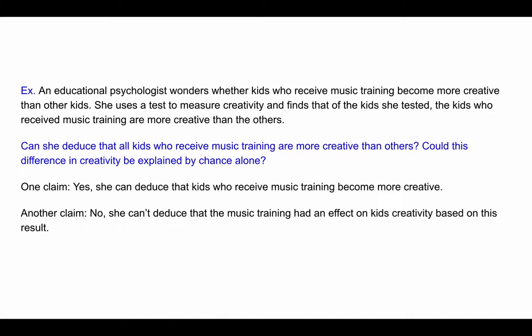So if you were trying to answer this question, you might have one opinion or the other. You might think that yes, she can deduce that kids who receive music training become more creative, or you might think, well, no, I don't think she can deduce that music training had an effect on kids' creativity based on this result. Now, how do you choose between these two claims? Well, we're going to have more information. For example, we need to look at how many kids she tested and what the specific percentages she got were. But we're also going to have some kind of formal process for picking between two claims like this after looking at a specific study.